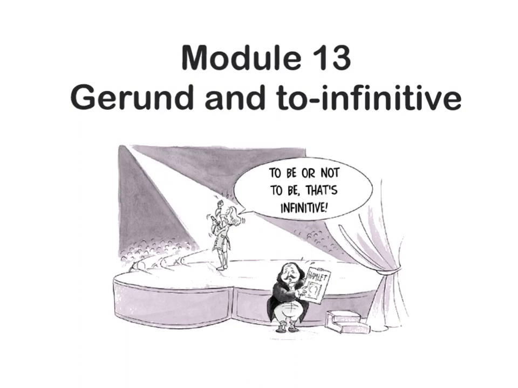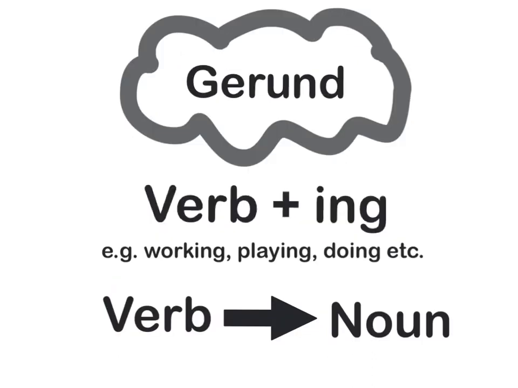Hi everyone, today I'm going to talk about gerund and to infinitive. Before we learn about the rules, we first need to understand what a gerund is and what an infinitive is. Basically, a gerund is a verb plus ing, like working, playing, doing, etc. Adding ing to a verb changes the part of speech of that word. It will change from a verb into a noun.